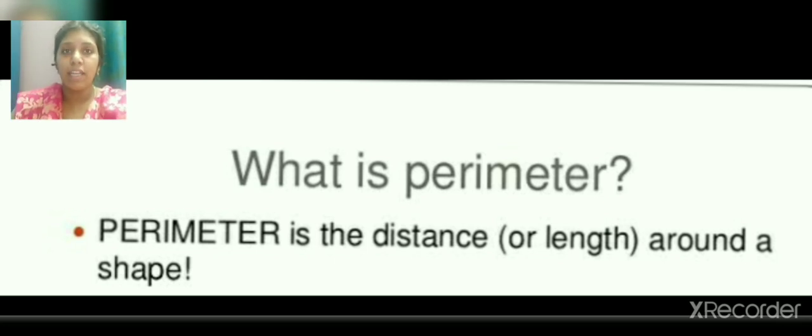It is the boundary of any closed figure. When you go around the figure once, whatever figure is given, it is the boundary of the closed figure. From the starting point you start and go round the figure only once. So it is the boundary of any closed figure, and we call it perimeter. Clear?